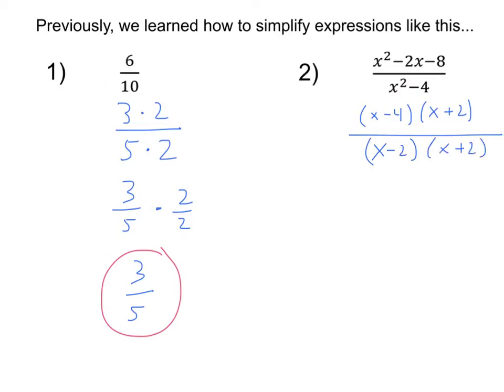The purpose of doing that is so that we can rewrite this way. This is the same thing as x minus 4 over x minus 2 times x plus 2 over x plus 2. But again, what is this equal to? This is equal to 1. So 1 times this would just mean our answer is x minus 4 over x minus 2.